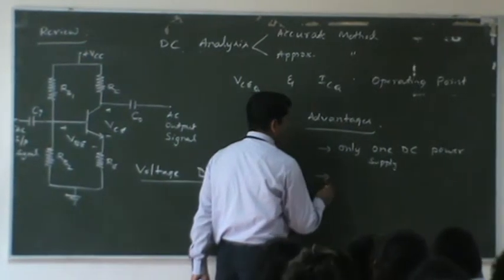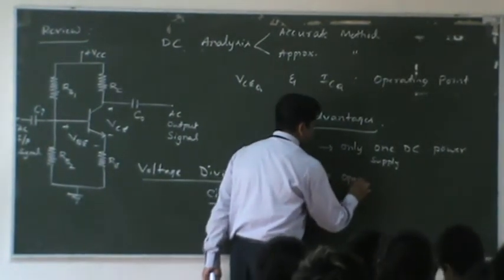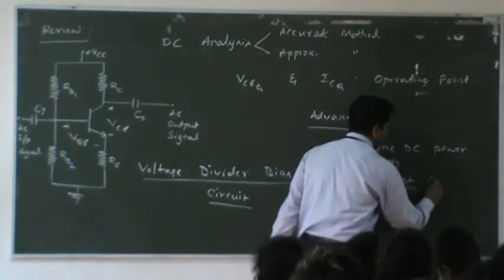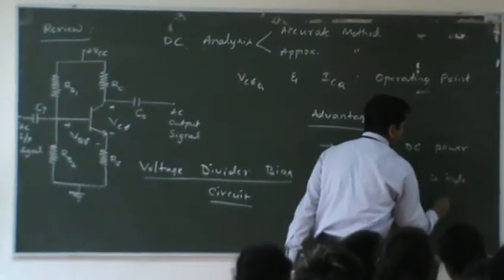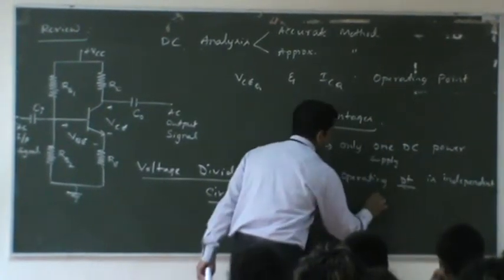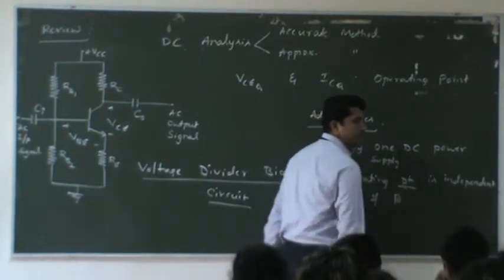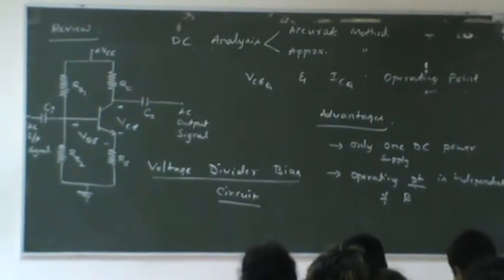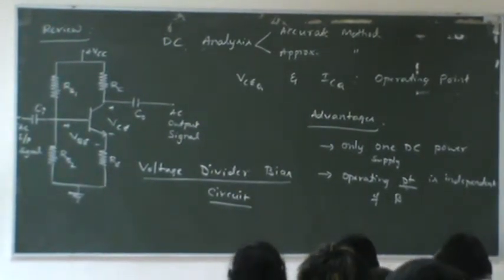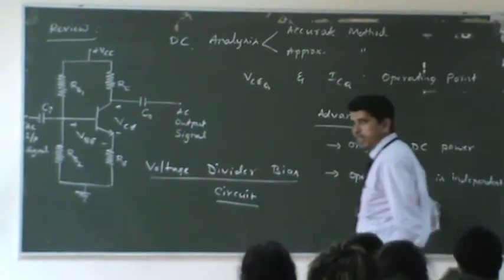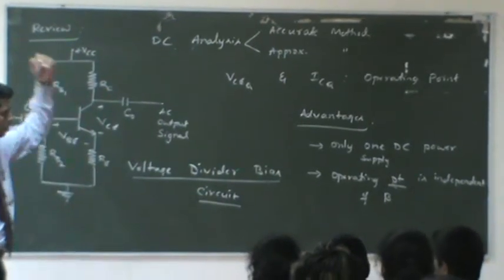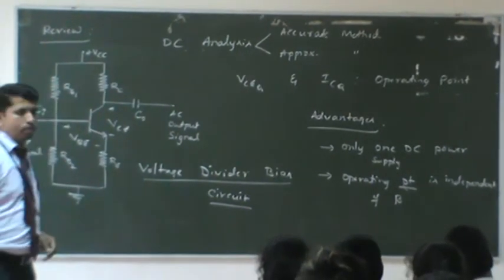If you look at the operating point here, the operating point is independent of the transistor gain, which is beta. Is it true? Understood? The second point I am trying to say is that the operating point is independent of transistor gain beta.